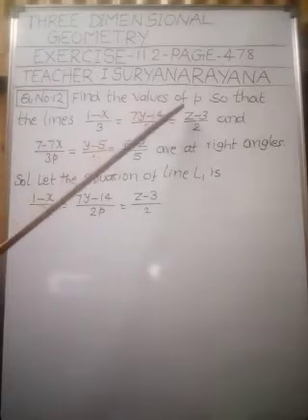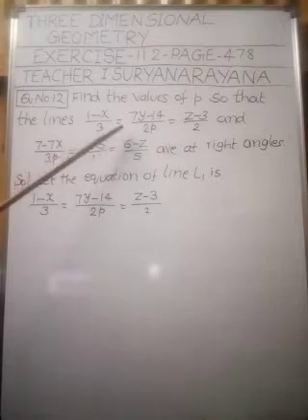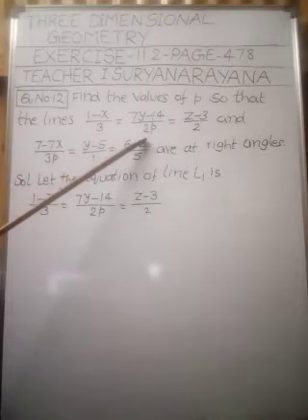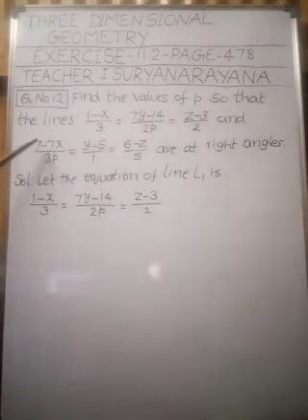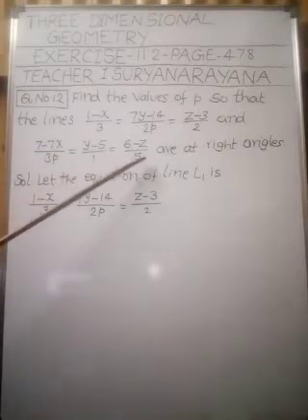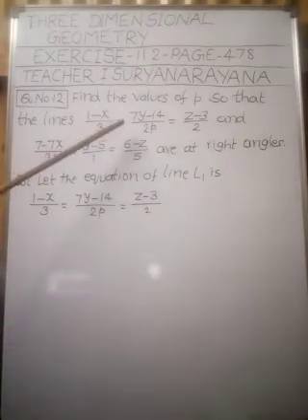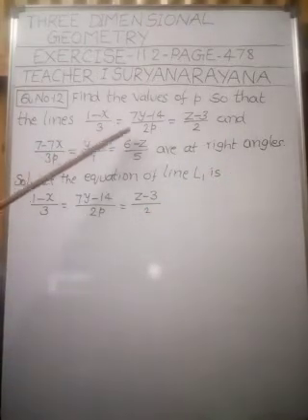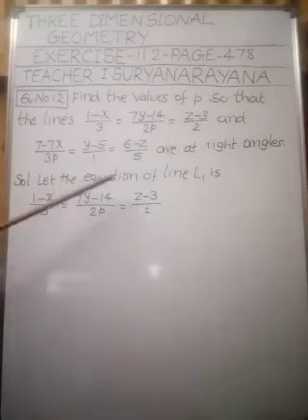Find the values of p so that the lines (1 minus x) by 3 is equal to (7y minus 14) by 2p is equal to (z minus 3) by 2, and (7 minus 7x) by 3p is equal to (y minus 5) by 1 is equal to (6 minus z) by 5 are at right angles. We have to prove that. Understood this question, my children? We have to prove that these two lines are perpendicular to each other. Okay, my children? Right. Now let us write the given equation.